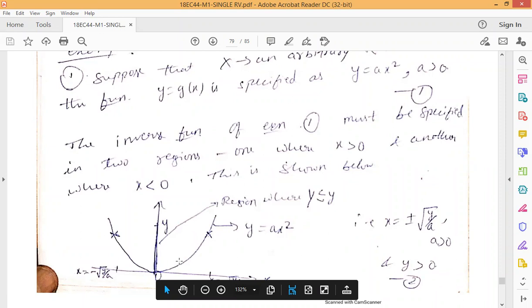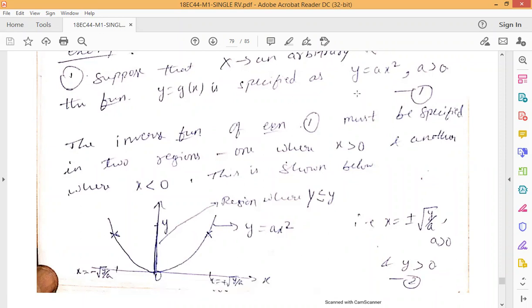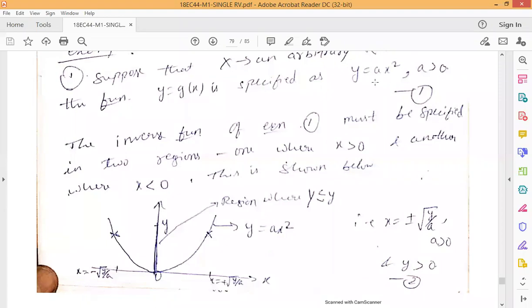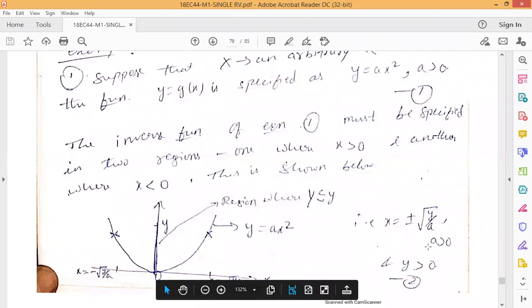For this function y is equal to a x square, the inverse function can be written as x is equal to plus or minus square root of y by a. As you can see, x square is written as y by a, which implies that x is equal to plus or minus square root of y by a, where a is greater than 0 as well as y is greater than 0.